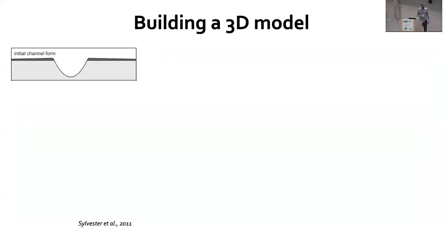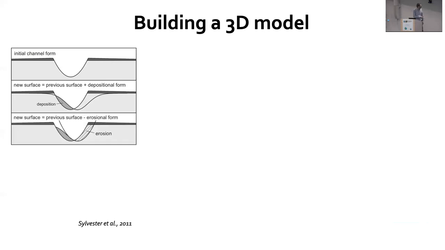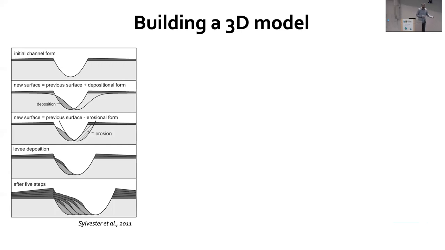A little bit about building a 3D model, and I hesitated to put this in because it's so simple. But the idea goes back to some old work that we did with Carlo Spirmes and Alessandro Cantelli, and this was for submarine channels. So you start with an initial channel form. Then we have a depositional surface, which is a Gaussian in this case. Wherever the Gaussian lies above this pre-existing surface, you have deposition. Then you have an erosional surface. Wherever that erosional surface cuts the pre-existing surface, you have erosion. This is a parabola. And then let's call this levee deposition. Levees are thick here because this is supposed to be submarine. And then after five steps, you get something like this.